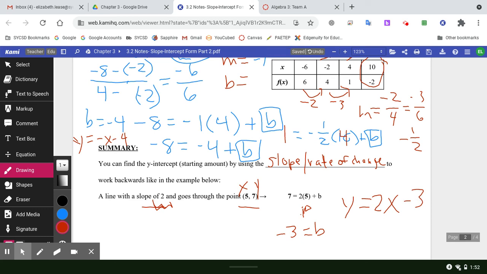So at this point, go ahead and work on the practice problems. And make sure to write down any questions that you may have.